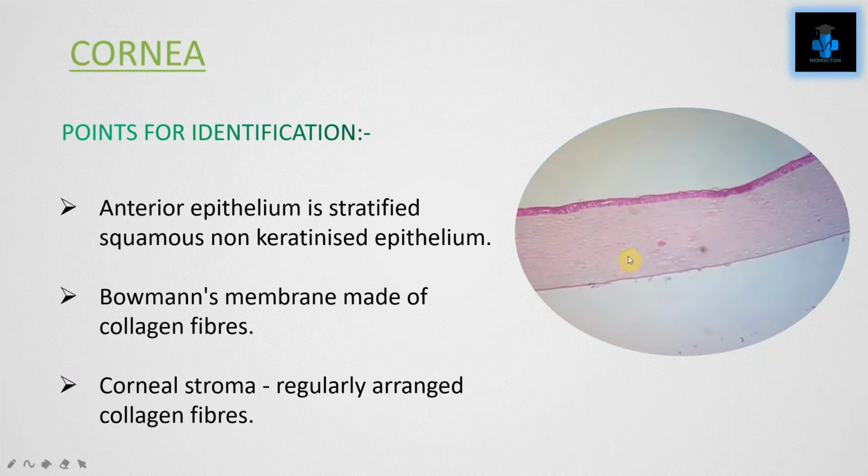Next one is cornea, which comes under special sense organ. Here, the anterior epithelium is stratified, squamous, non-keratinized epithelium. Bowman's membrane can also be appreciated, which is made up of collagen fibers. The corneal stroma consists of regularly arranged collagen fibers.